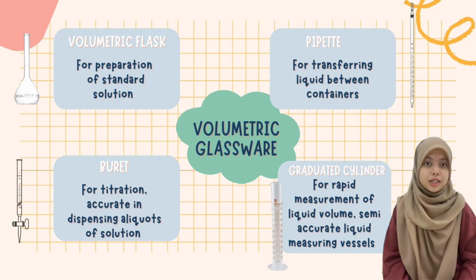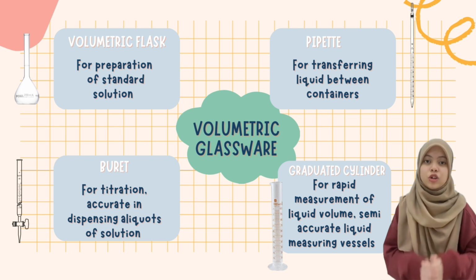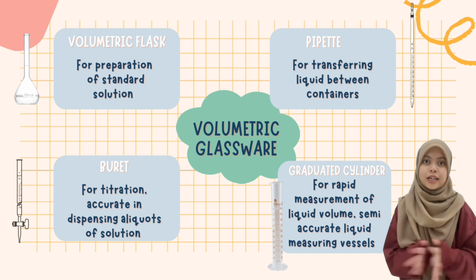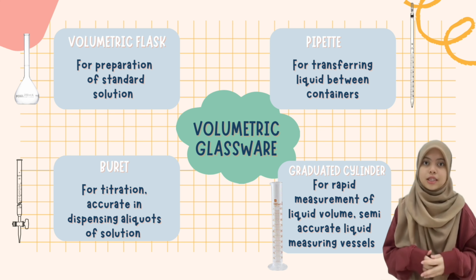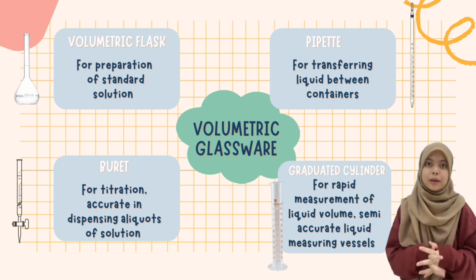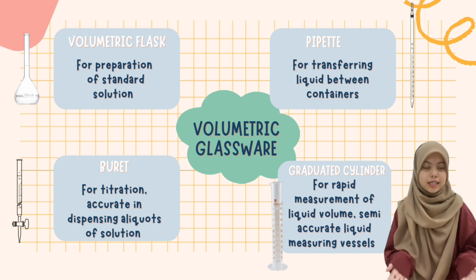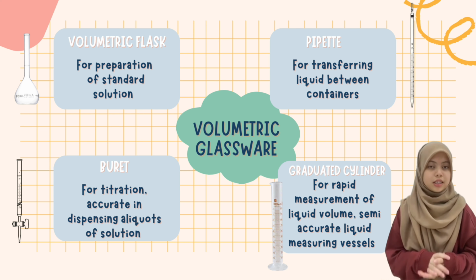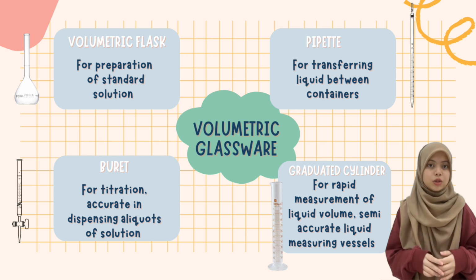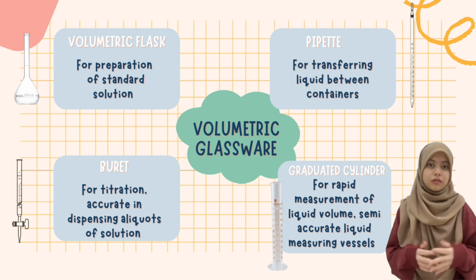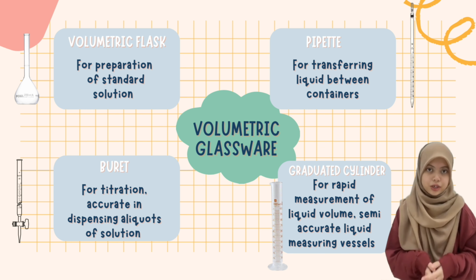For volumetric glassware, there are four apparatus, that is, volumetric flask, pipette, burette, and graduated cylinder. Volumetric flask is used for preparation of standard solution. Pipette is used to transfer liquid between containers. Burette is used for titration, accurate dispensing of liquids or solution. Last but not least, graduated cylinder is used for rapid measurement of liquid volume, a semi-accurate liquid measuring vessel.